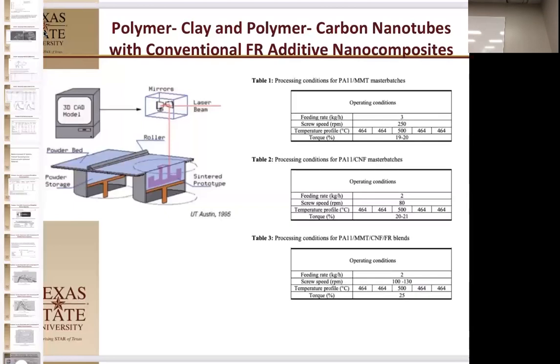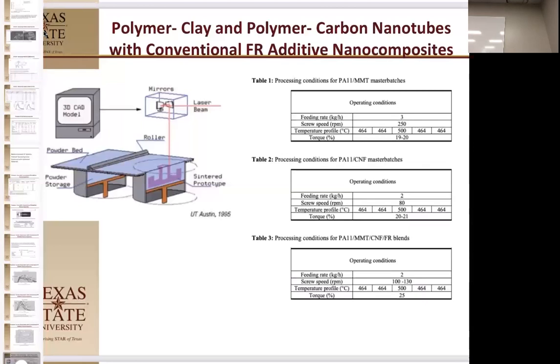And then when they did all three of them, plus a flame retardant material. So they have the montmorillonite, the carbon nanofiber, and the flame retardant material, which I want to say is a phosphate on this one. A little bit slower feed rate, a little bit faster here, same temperature profile, because the temperature profile is controlled by the polymer. But notice the torque is higher.